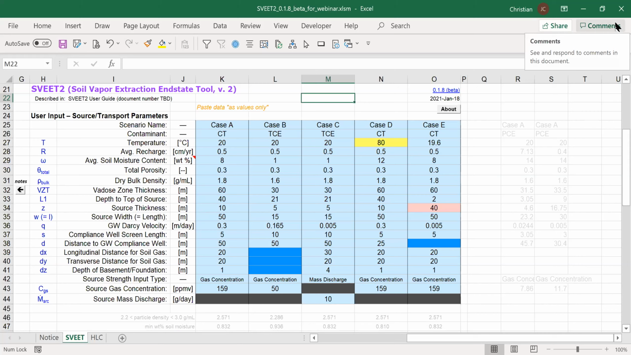Yeah, sure, Chris. Just to add to that, actually, I think maybe the idea for proposing to do an improved version of SVEET came from the interest on the part of EPA to apply SVEET at a Superfund site in Region 9 to reevaluate the cleanup standards.